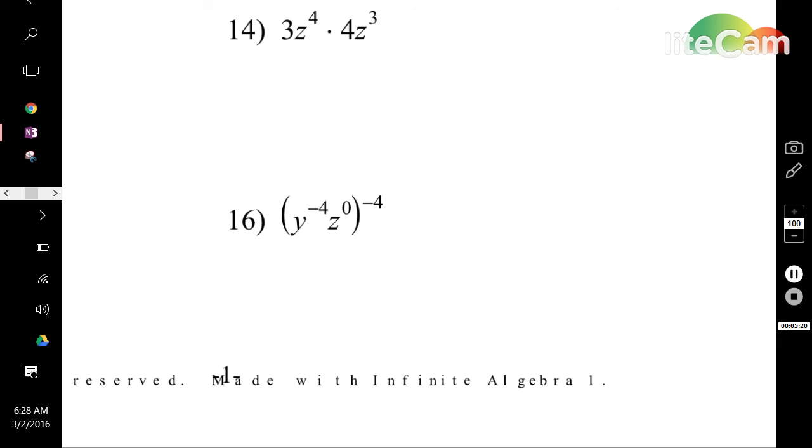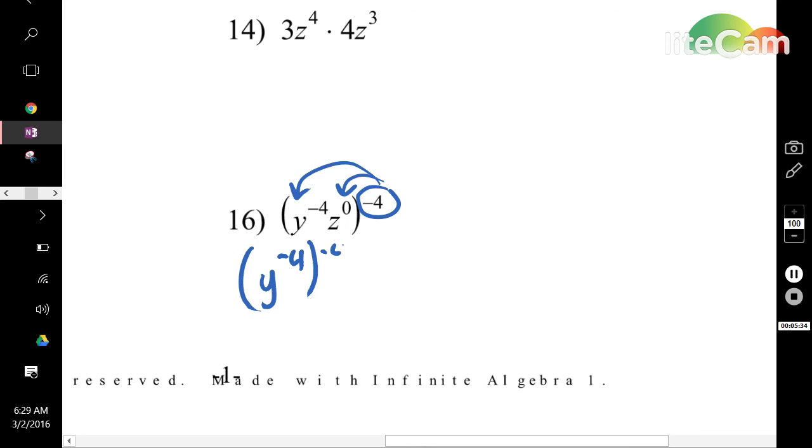The final problem, number 16, you have two factors in the inside set of the parentheses, all raised to the power of negative 4. Again, you're going to apply this power of negative 4 to both terms. So it's going to be y to the negative 4th to the negative 4th. Over here, you have 0 to the 0th power. So this is 1. So even if I raise to the power of negative 4, it's still going to be 1. We don't have to do anything else with it. We can just cross it out and forget about it. This one here, negative 4 raised to negative 4, that's positive 16 when you multiply them. All exponents are positive, and we are done with that problem.